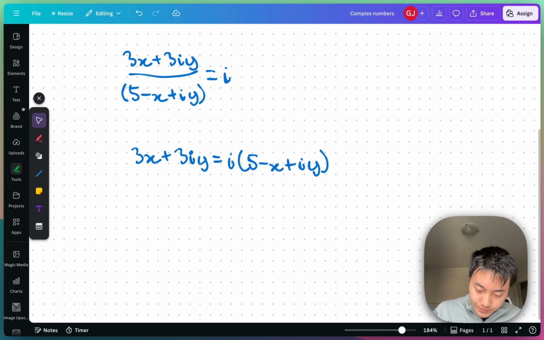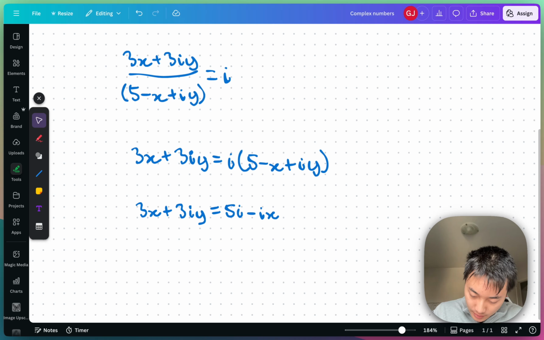Okay. And let's distribute that bracket. So it's 5i minus ix plus i squared y. And i squared is -1. So yeah, why not? Let's just write the whole thing again.